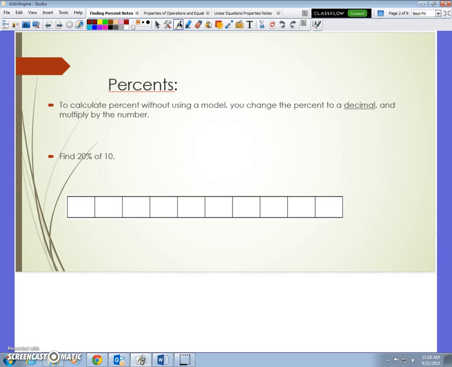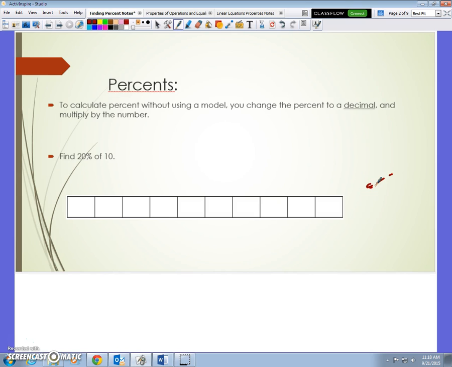Okay, so here we go. Percents. To calculate percent without using a model, so without having to use this little fella right here, what we're going to do is change a percent to a decimal and multiply by the original number. Okay, multiply by the original number.